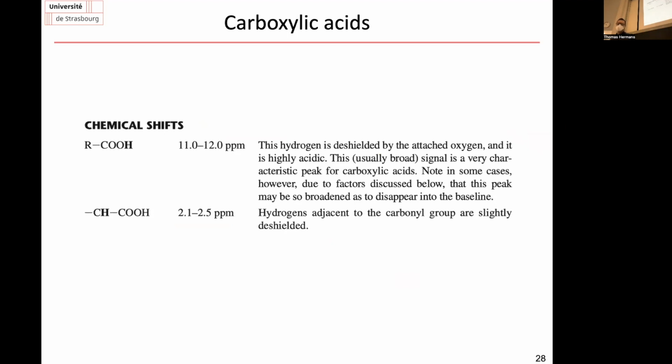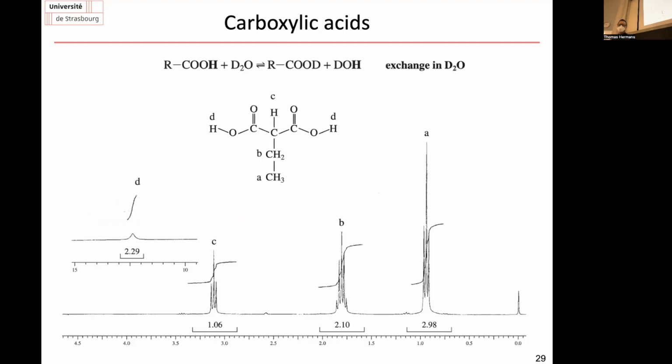We're almost there with all these weird examples. So carboxylic acids, they are very, very downfield, right? And they typically give very, very broad signals. So normally you don't like carboxylic acids in your NMR because they will kind of screw up your baseline. And the ones alpha of the carboxylic acid, they are slightly de-shielded.